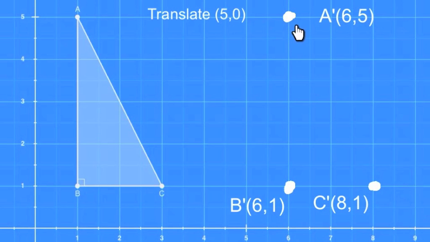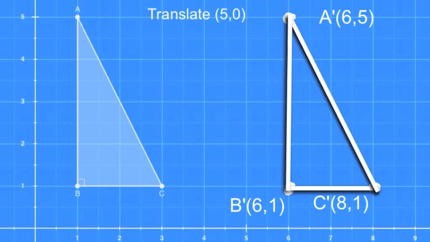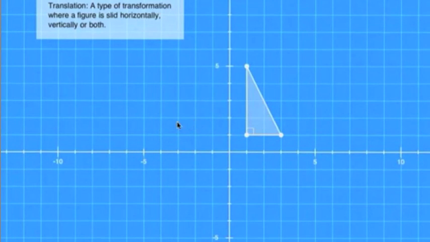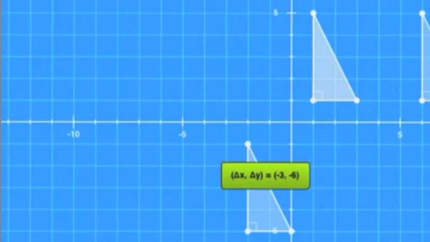Here are our plotted points, 6, 5, 6, 1, and 8, 1. And after we connect our dots, here is our translated triangle. Let's take a look at a second example as we translate it. We'll go over 3 to the left and then 6 down. And just like our first example, we'll go with the second example.